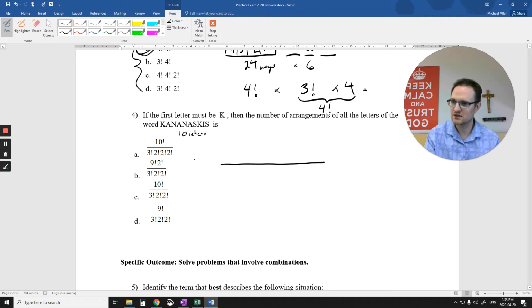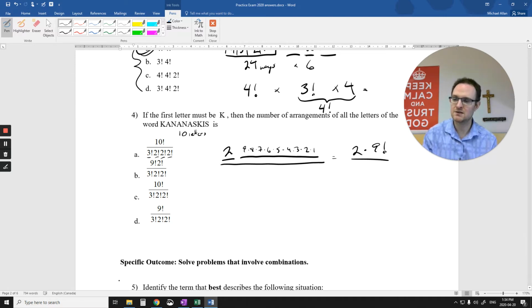There's a lot of repetition here, so that's why they have all these divide by 2 factorial, 3 factorial things, because there's a lot of repeating letters. But they put a specification here that the first letter must be a K. So for the first letter, I have 2 choices. Okay? And then for all the other letters, I have 9, 8, 7, 6, 5, 4, 3, 2, 1, which ends up being 2 times 9 factorial. Okay, so that's the top there.